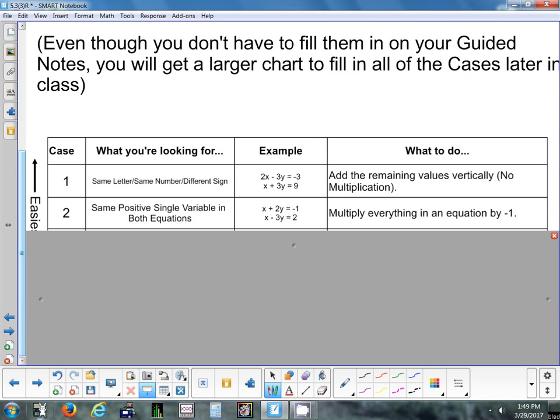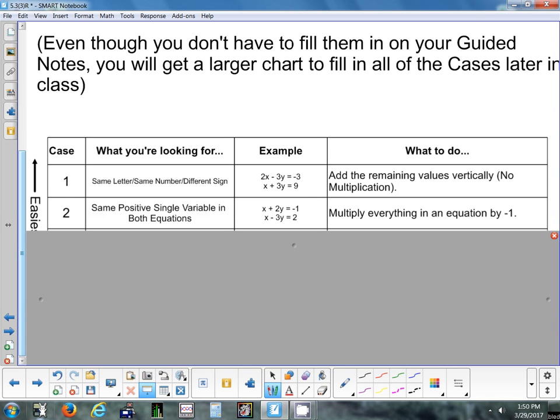Third case. Then we'll be done with the review of these. What's the third case? What do we see? What are we looking for? Maggie? Single variable in 1 equation. Single variable in 1 equation only. Shannon talked about this one a little bit earlier.